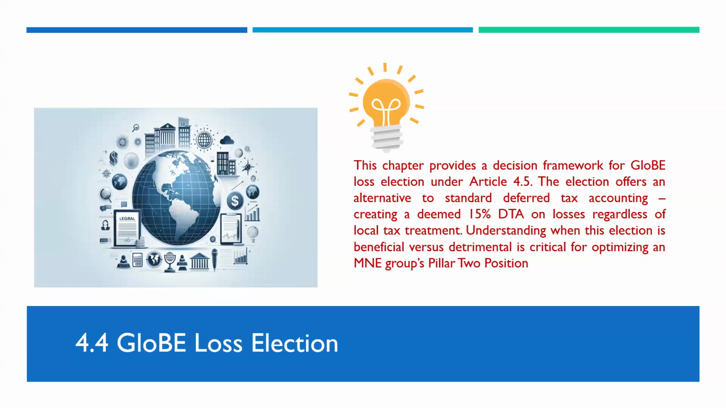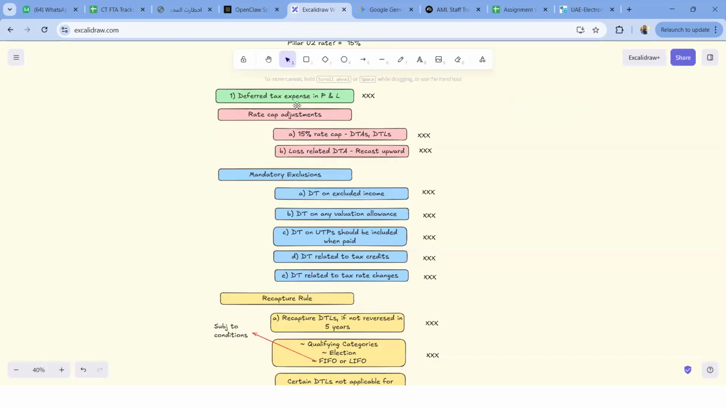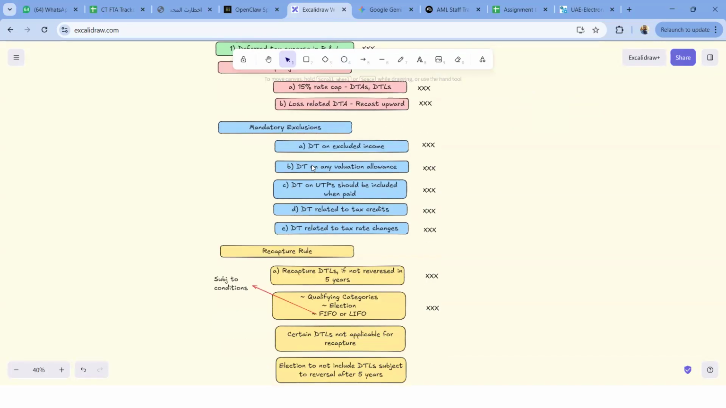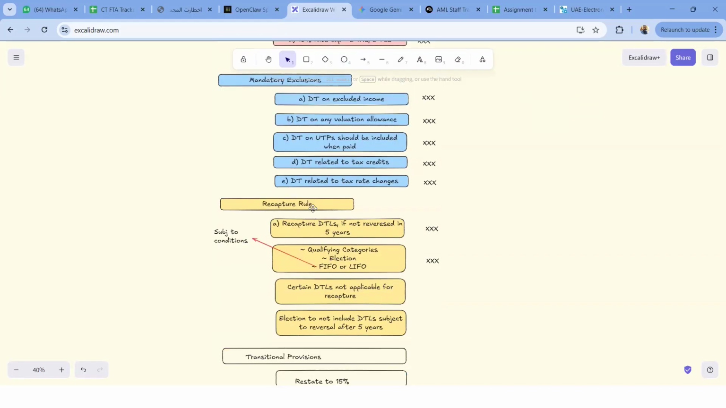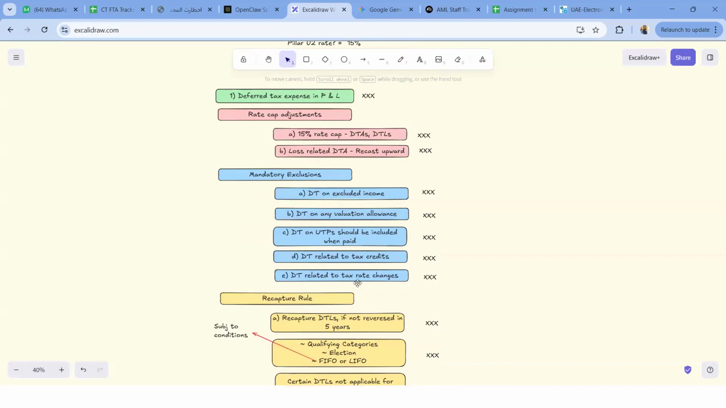Now, after all the additions and subtractions, we will add to that the DTAA, which is the deferred tax adjustment amount, which is calculated separately. Now, the deferred tax adjustment amount also has so many additions and deletions. You start with deferred tax expense, then rate cap adjustments, mandatory exclusions, recapture rules, transitional provisions, too many things to add and minus.